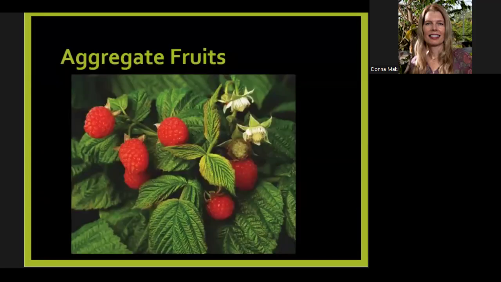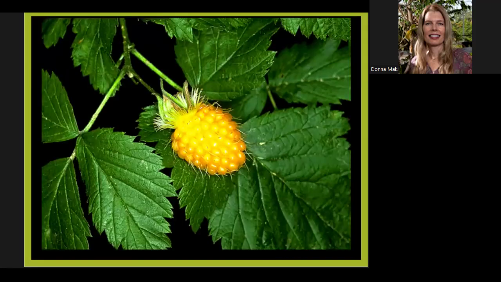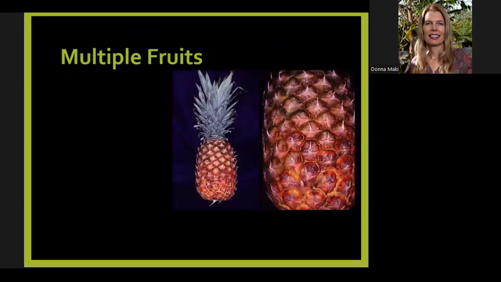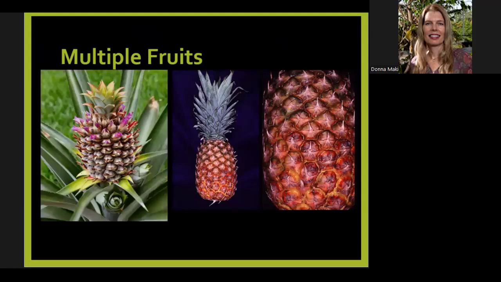Aggregate fruits. You usually refer to the little tiny bits of the raspberry as fruitlets, which you don't need to know. So those are a flower, but many ovaries, so aggregate. And then multiple fruits: many ovaries from many flowers. So that's what the pineapple flower looks like. And all of those have to get pollinated to give you that lovely pineapple at the end.